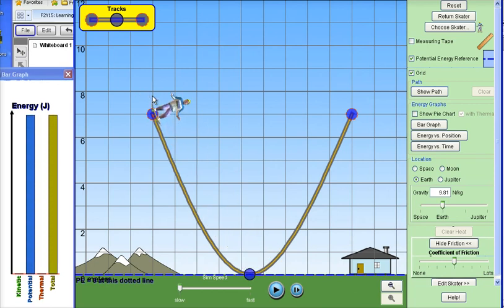The same starting point, which is 7 units above the ground. Okay, that's the starting point. I've increased friction, as I've told you. Now let's again look at the energy charts. As you can see, the energy is all potential at this stage. There is no kinetic energy because the skater hasn't started moving yet. So all his energy is potential energy.